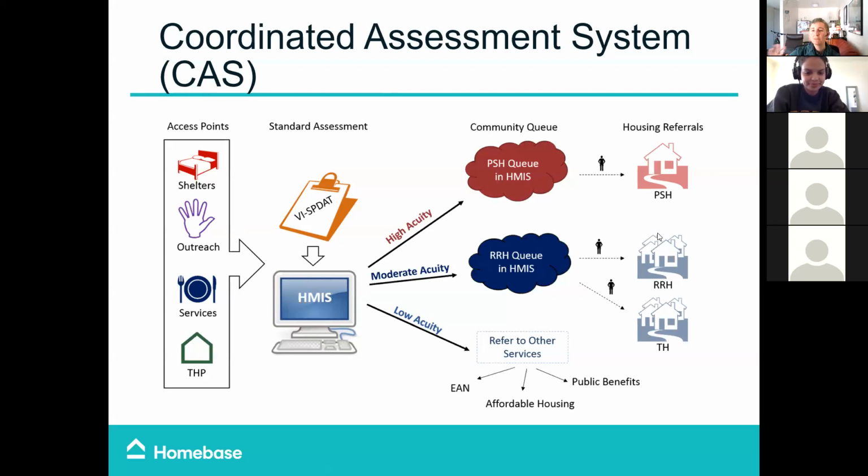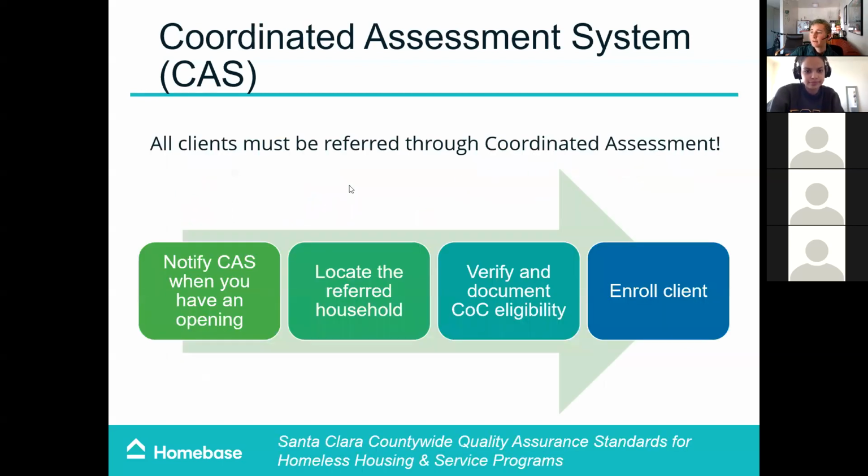So the real specifics of how this works right now in Santa Clara County, the coordinated assessment work group is a great venue to hear the conversations about that. But for you as a potential COC grantee, someone who might be interested in this funding, what would that mean for your project? Well, all of the clients that you serve would be referred through this coordinated assessment system, whatever it looks like at the time.